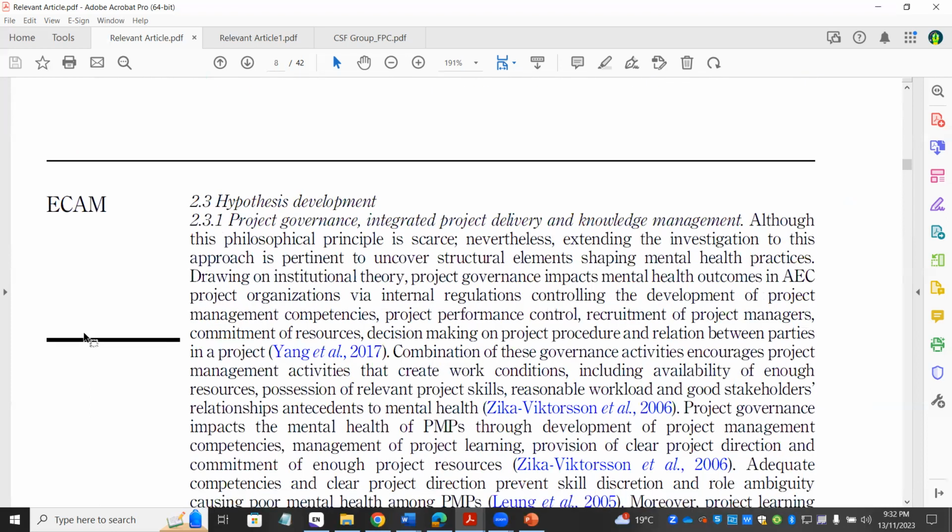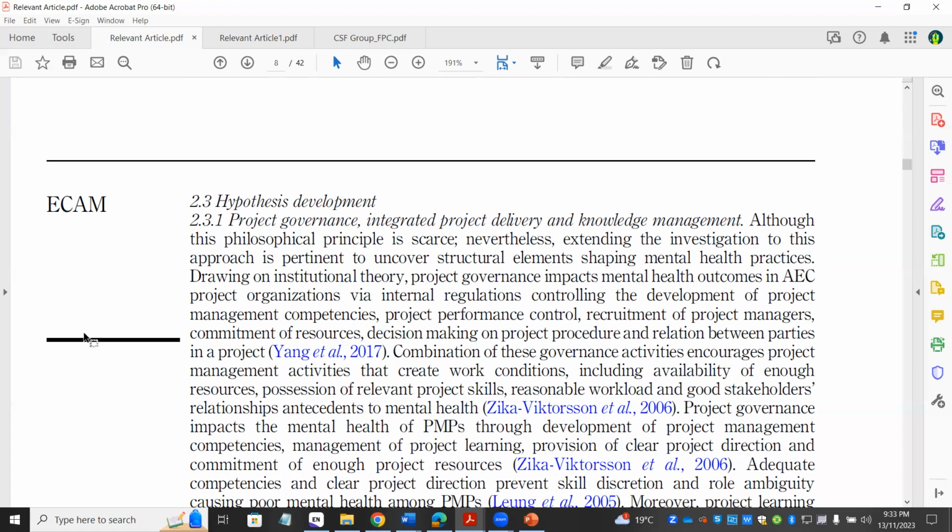For example, in developing the hypotheses based on the literature, he explained what project governance is, integrated project delivery, and all that. So what I want you to do is that, in our work, the key elements, which I'm going to share with you, some of you will write about green finance, some of you will write about ESG, and some of you will write about project performance.